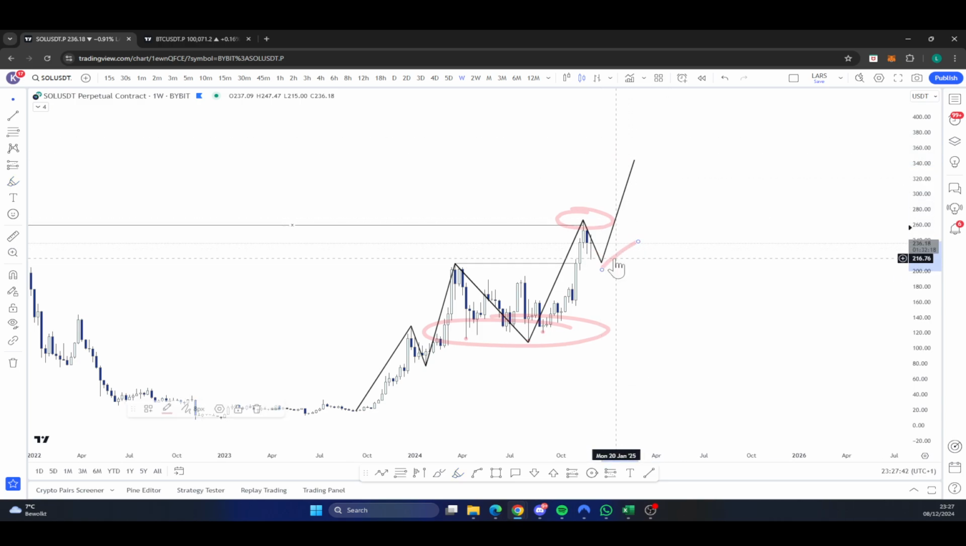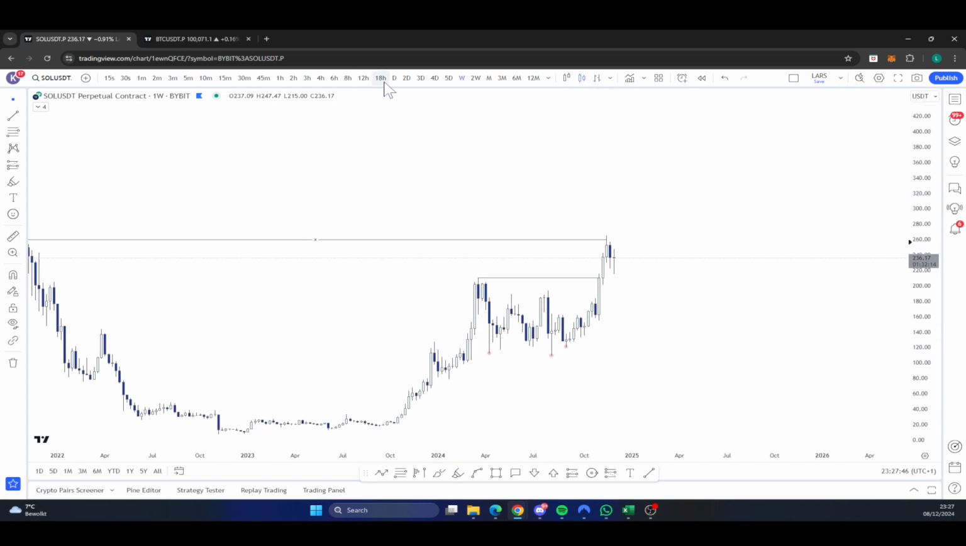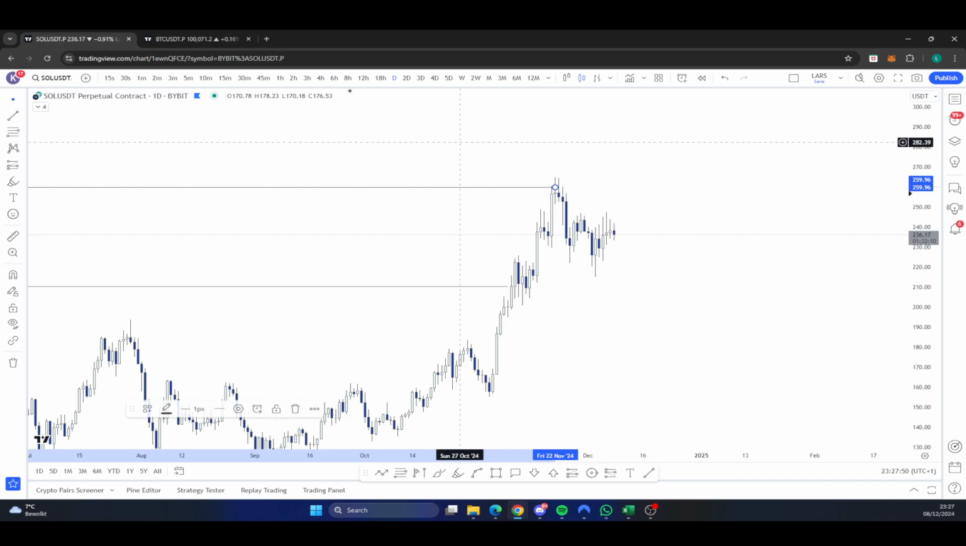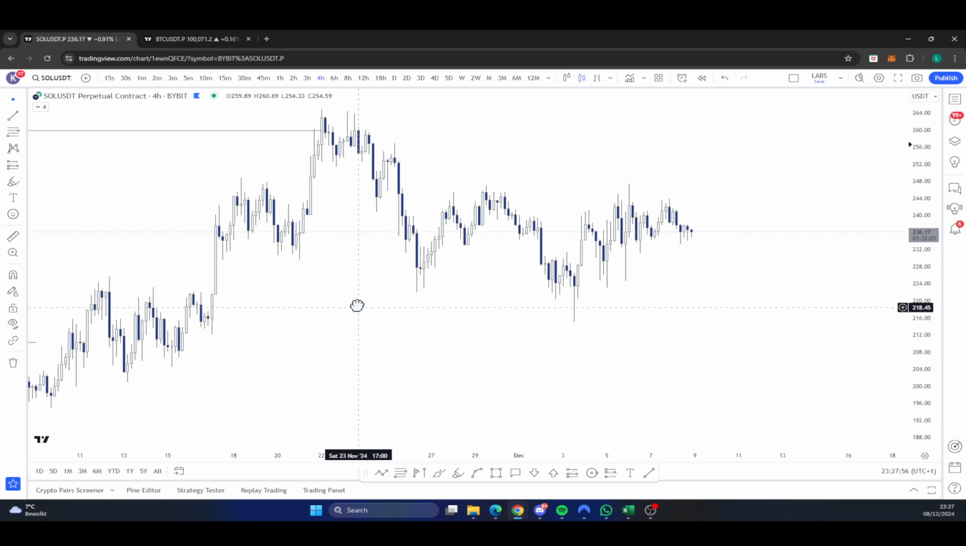It's the general mindset of retail traders, guys. So we SFP'd that all-time high, absolutely beautiful. And then from there, I was looking for some sort of swing long on the retracement, okay?